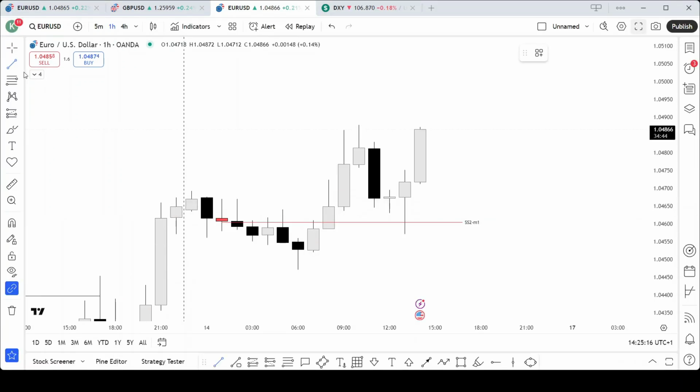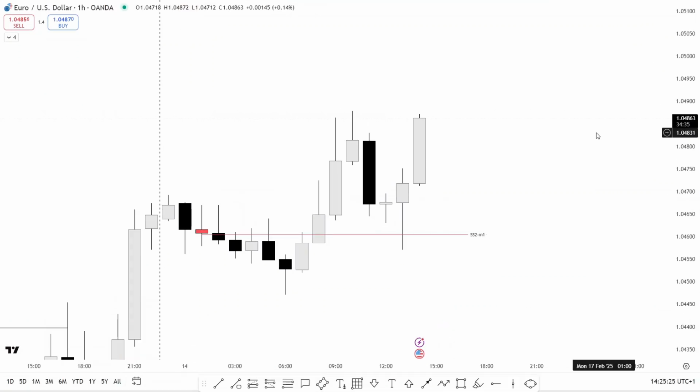Okay, can we change this? Let's change this to something better. Yeah, I think it's better like this. Okay, let's go back to full screen.